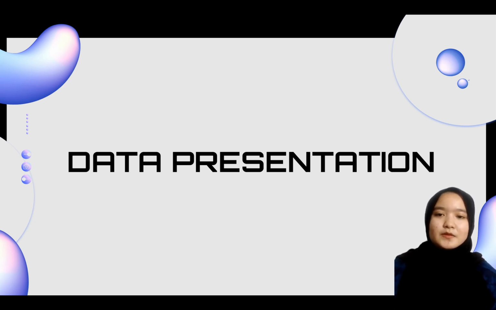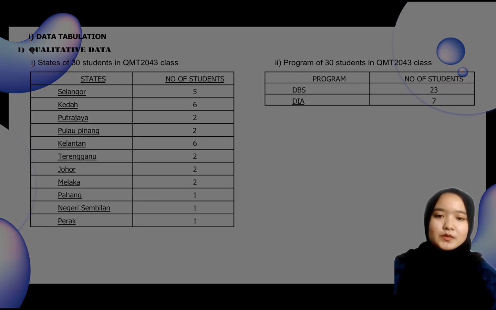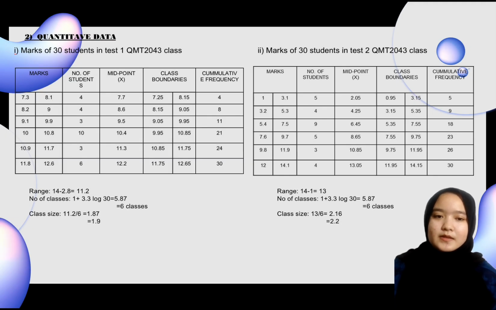First step, we have to make data tabulation. Number 1, qualitative data, which is the stats of 30 students and programs of 30 students in QMT class. Number 2 is quantitative data. First, it is marks of 30 students in Test 1 QMT. We calculate the range, number of classes, and class size. The number of classes is 6 classes and the class size is 1.9.